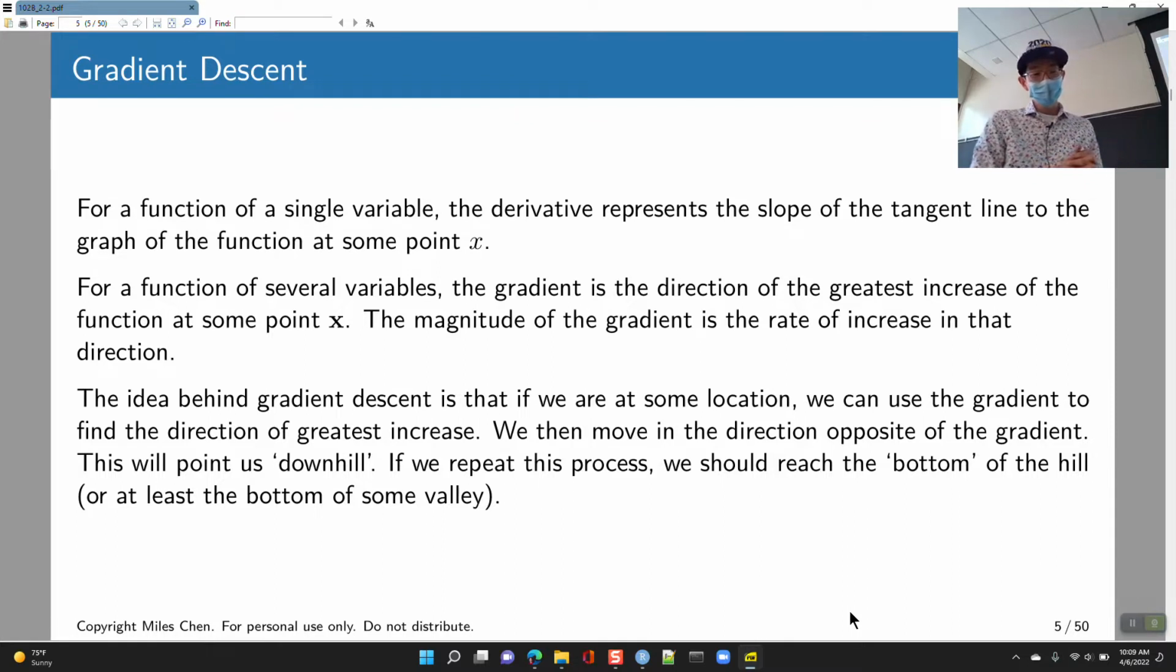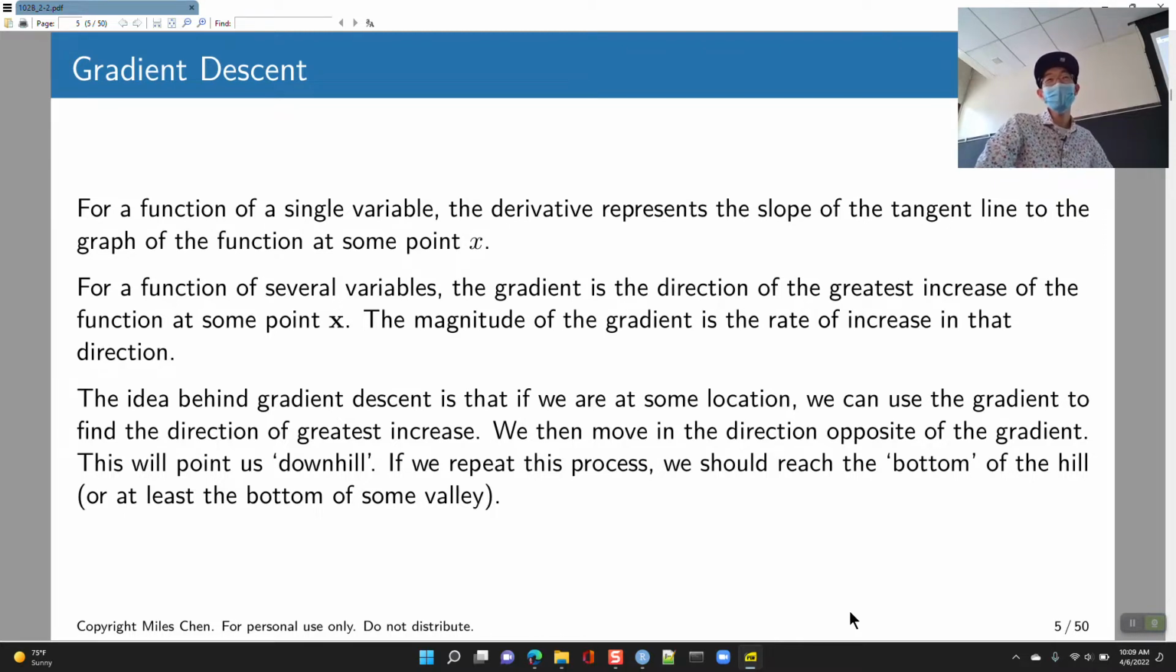The idea behind gradient descent is that if you're at some location, you find the gradient, and that points you in the direction of greatest ascent. It points you uphill. So we go downhill by going in the opposite direction. We just take a step downhill, and then we repeat the process.